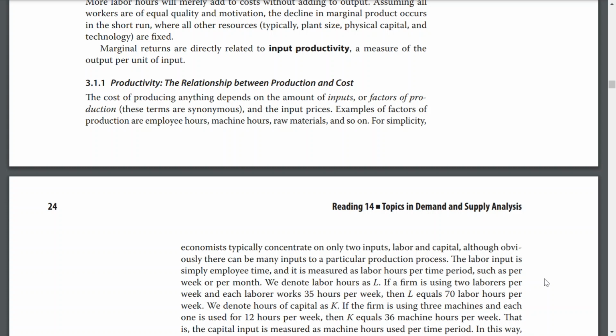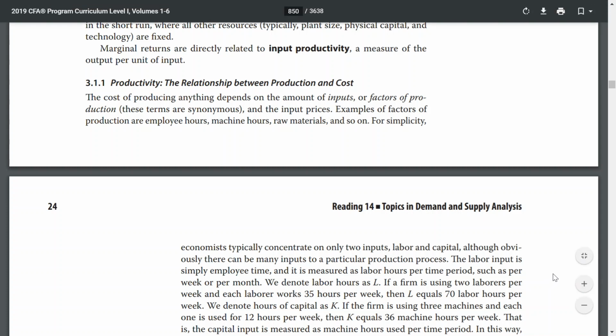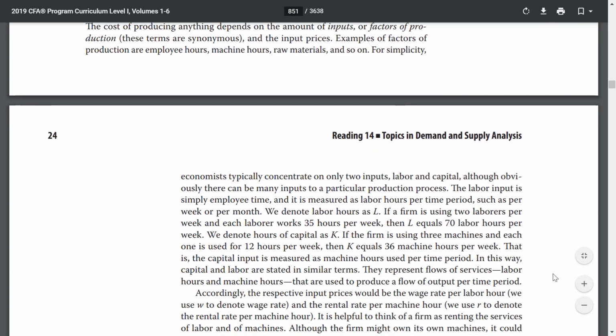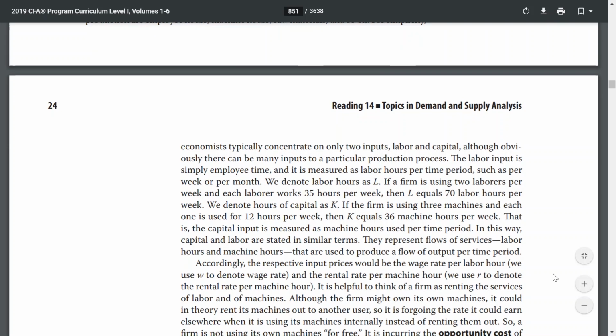The cost of producing anything depends on the amount of inputs, factors of production, these terms are synonymous, and input prices. Examples of factors of production are employee hours, machine hours, raw materials, and so on. For simplicity, economists typically concentrate on only two inputs, labor and capital, although obviously there can be many inputs to particular production processes. The labor input is simply employee time, and it's measured as labor hours per time period, such as per week or per month. We denote labor hours as L.